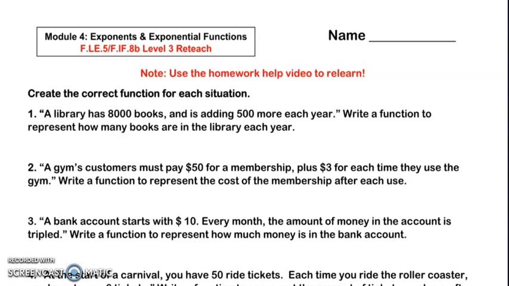Well, this one sounds very linear to me. We're having a B, which is where we start. We start with 8,000 and we're adding 500 more a year. That sounds like my M. So I'm going to say it is linear. And I would write y equals 500x plus 8,000.